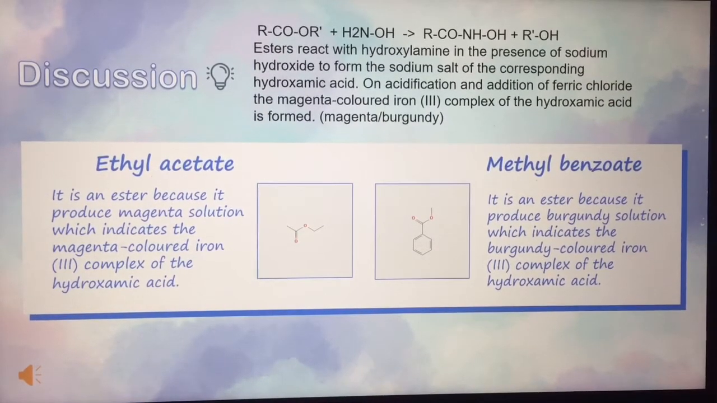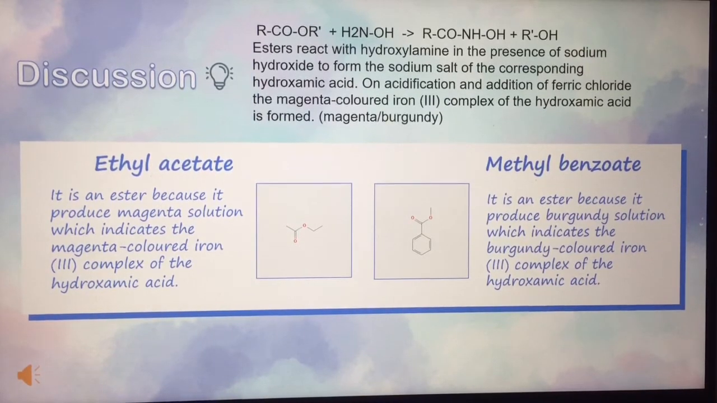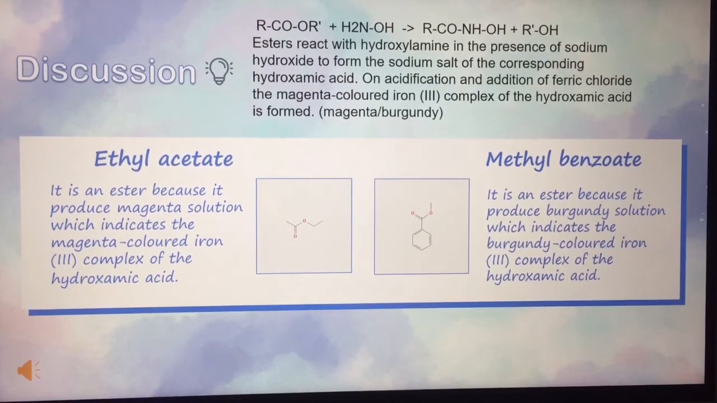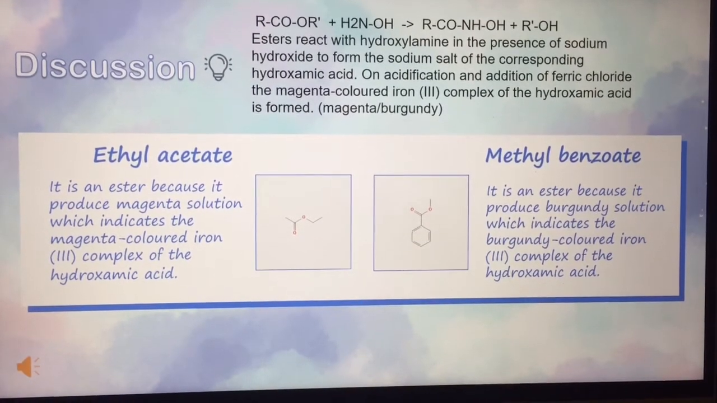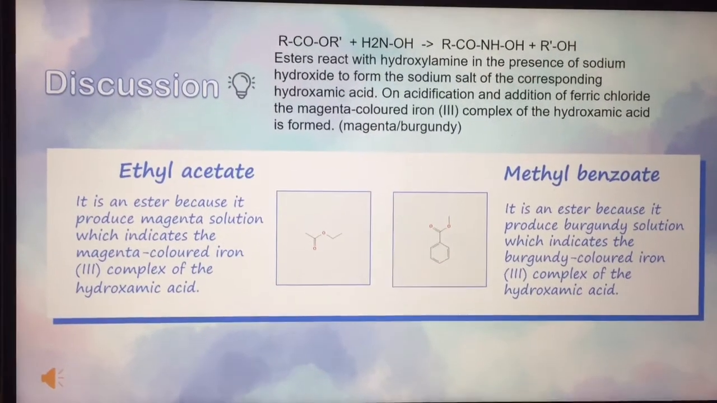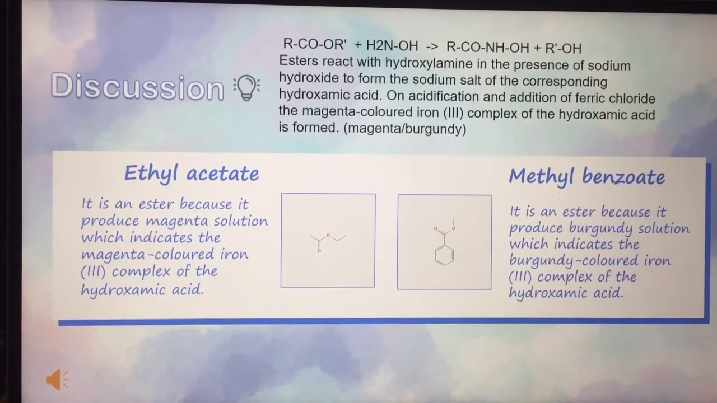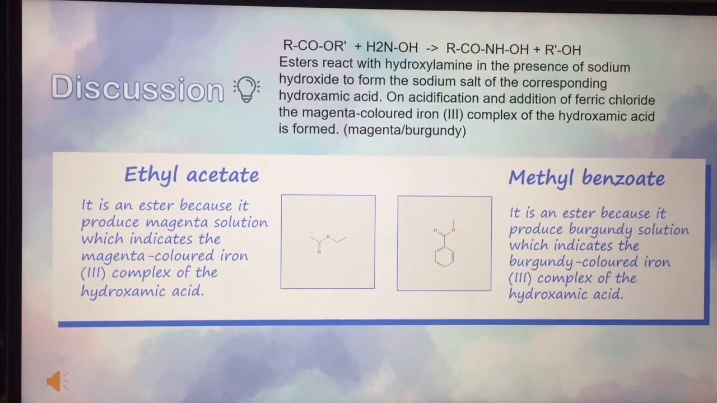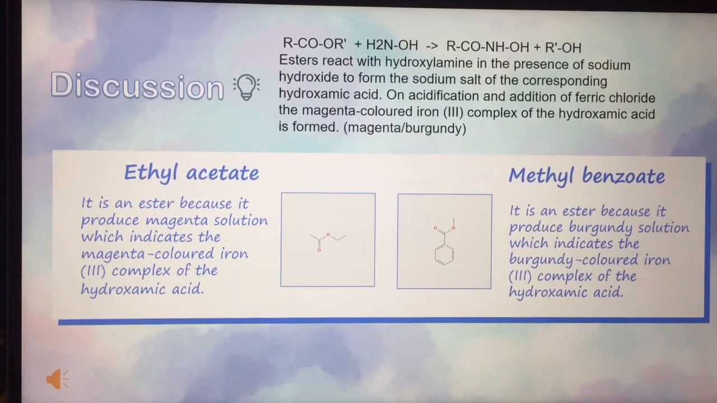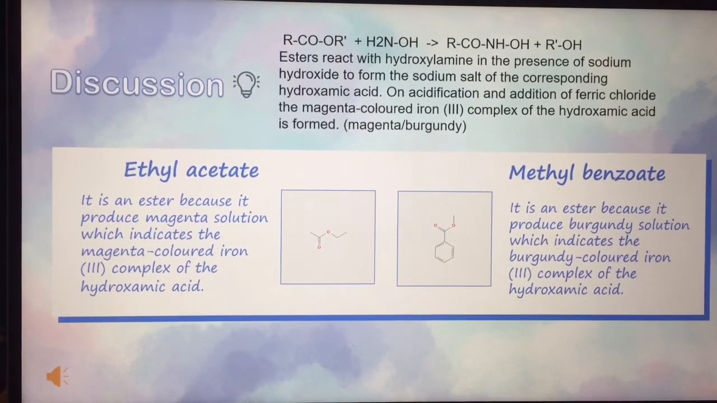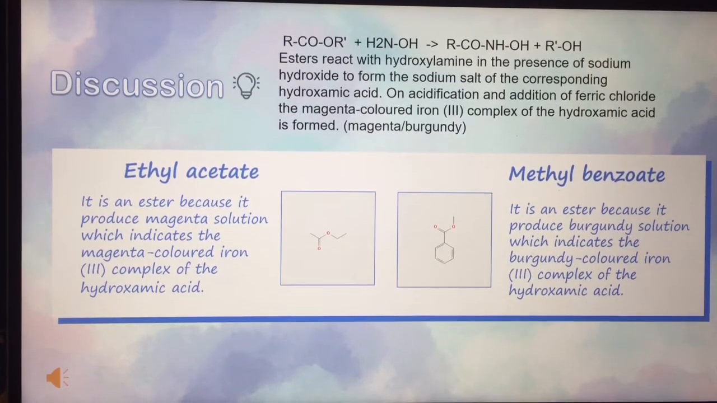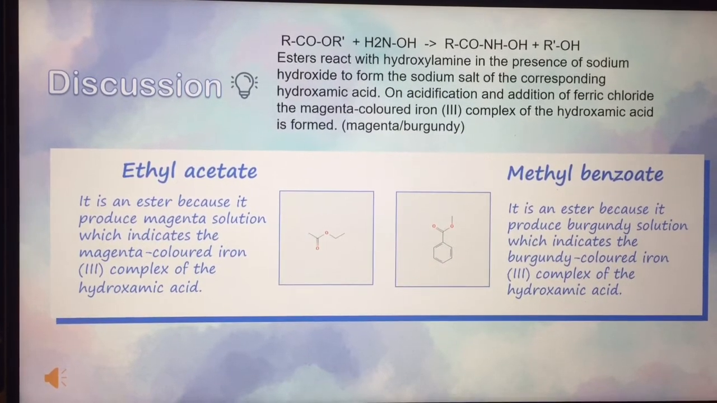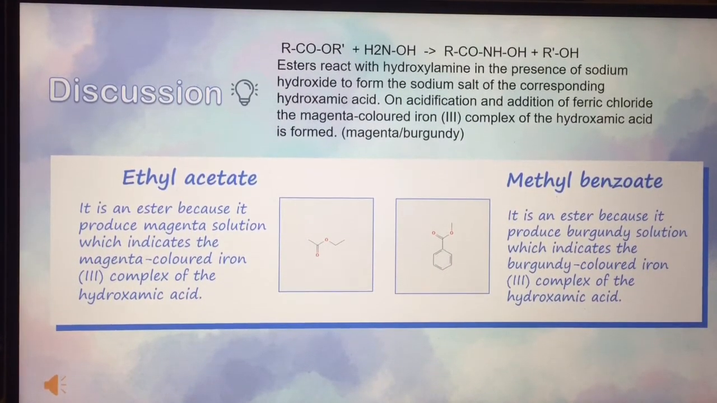Next we're going to discuss the test. The first compound is ethyl acetate. We can say that it is an ester because it produces a magenta solution, which indicates the magenta colored iron(III) complex of the hydroxamic acid. So that's why we know that it is an ester. And then the next one is methyl benzoate. It is also an ester because it also produces a magenta, sort of burgundy solution, which indicates the burgundy colored iron complex of hydroxamic acid.